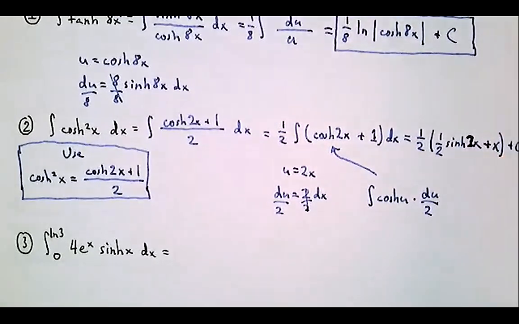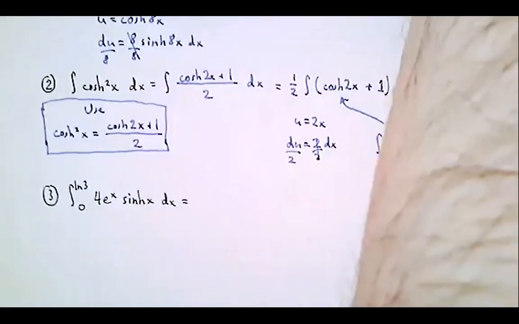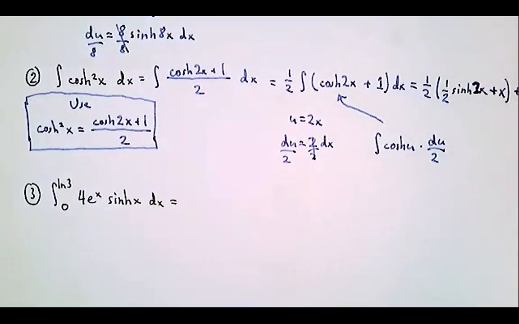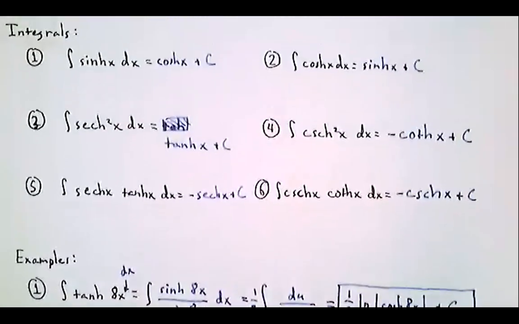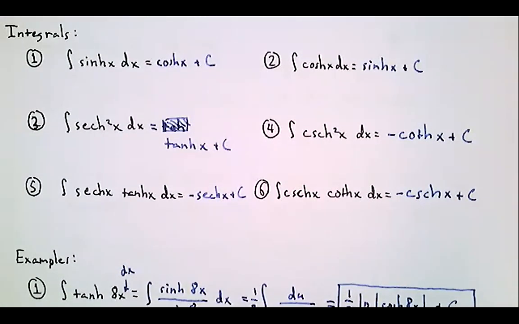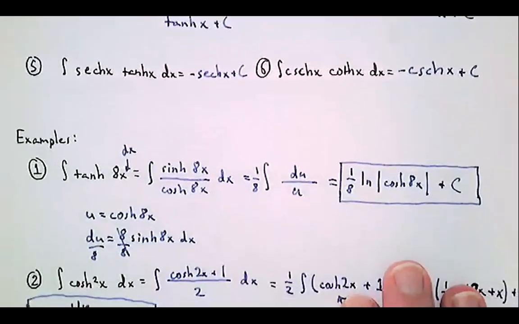So let's do one more integral example before we talk about inverse functions for the hyperbolic functions. So here we have the integral from 0 to the natural log of 3 of 4e to the x power times sinh of x dx. So this problem you definitely won't find a simple rule for up here. We're going to have to do a bit of extra work in order to deal with that extra exponential function in the front.